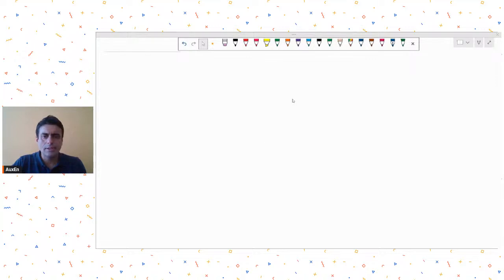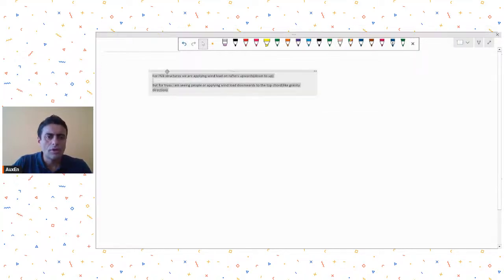First query has been asked by Engineer Devlin. He's joining us from Oman, and he's a working professional. So he's saying, for PEB structures, we are applying wind load on rafters down to up. But for truss, I am seeing people are applying wind loads downwards like gravity direction. What is the reason for that?